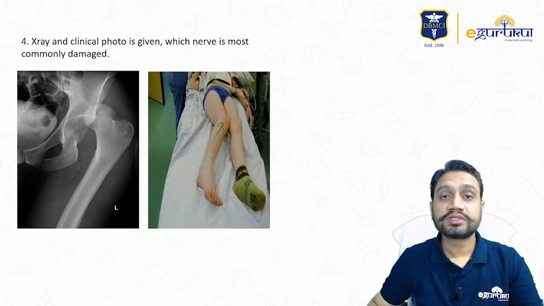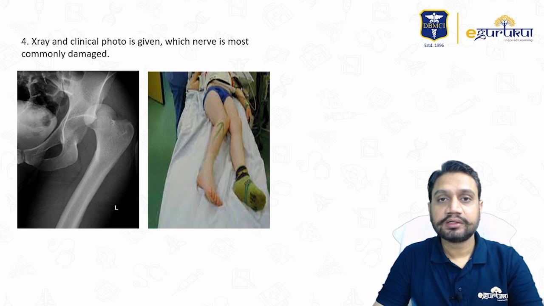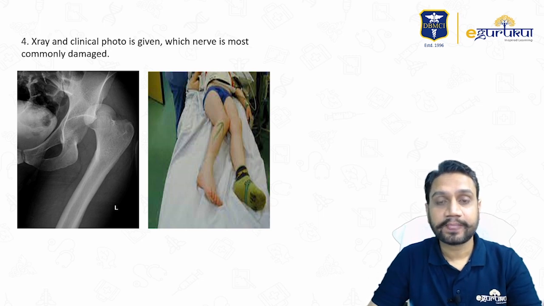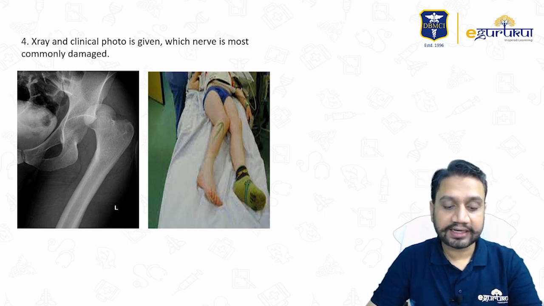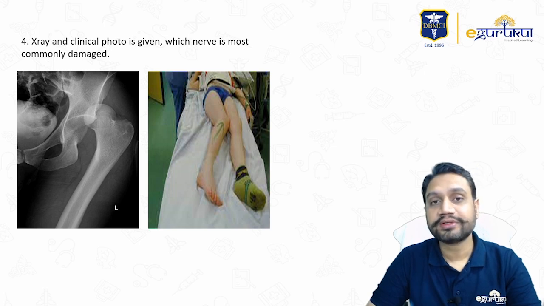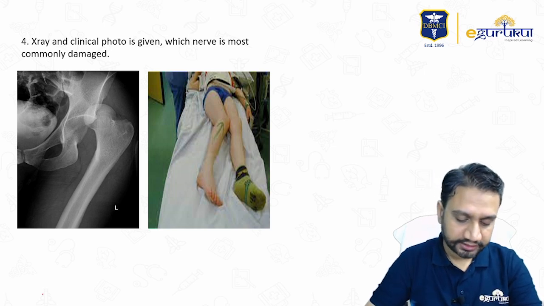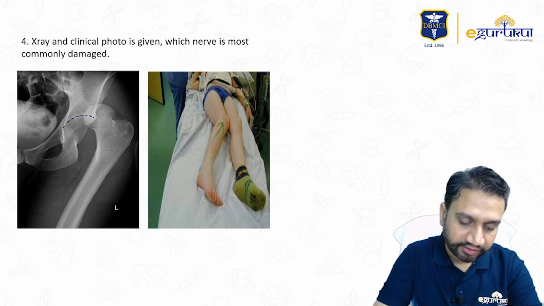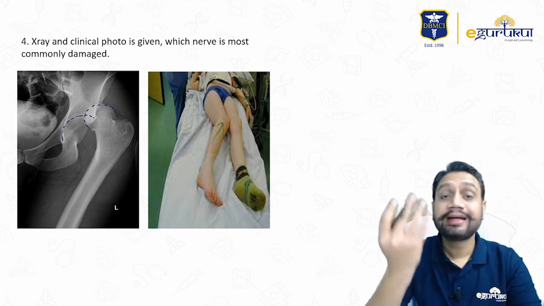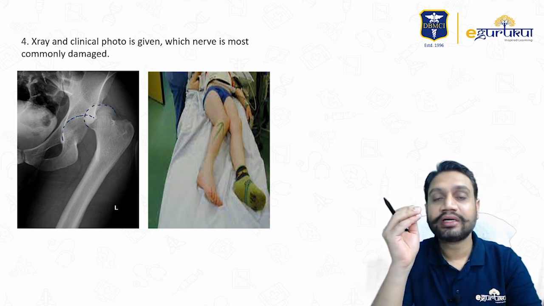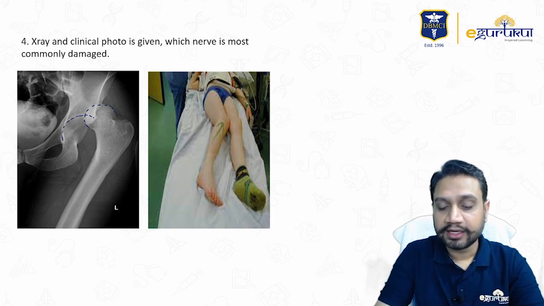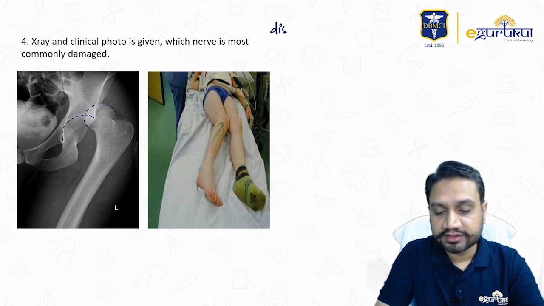The next one was a scenario, probably a clinical photograph or X-ray was given, and they asked which nerve will be involved in this particular case. When you see this X-ray and clinical photo, which nerve is most commonly damaged? If I just talk about the X-ray, this is the margin of the acetabulum. You can very well make it out. And this is the head of the femur. The head of the femur has gone out of the socket. Once it is out of the socket, it simply means it is a case of dislocation of the hip.